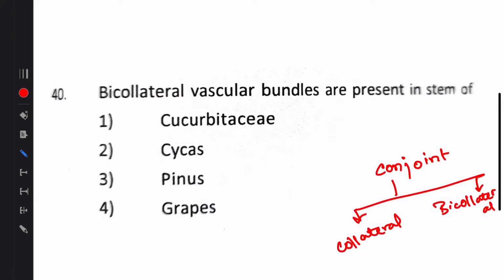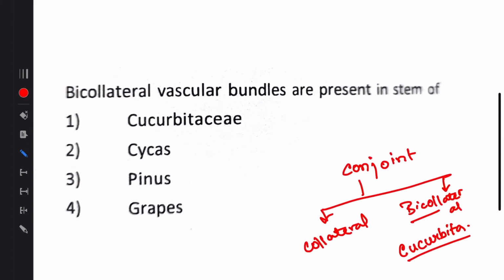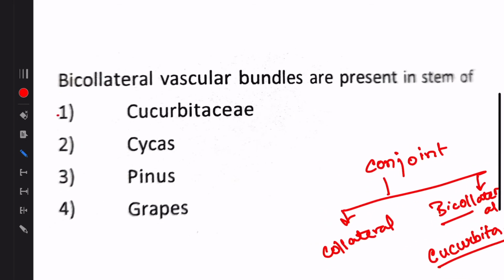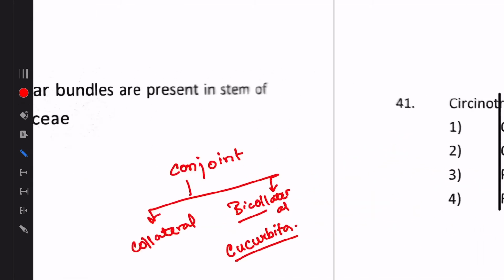Bicollateral vascular bundles, the very famous example is the Cucurbitaceae, or the Cucurbita stem. We have to remember these examples of the types of vascular bundles, which is very important. I will provide the image of the vascular bundles. The answer is 1. Next question.